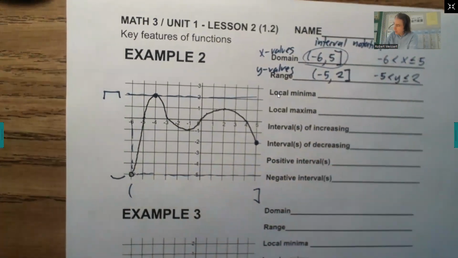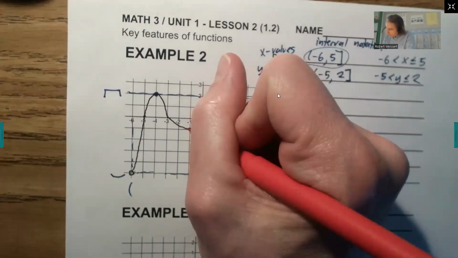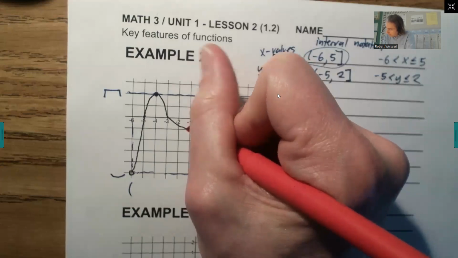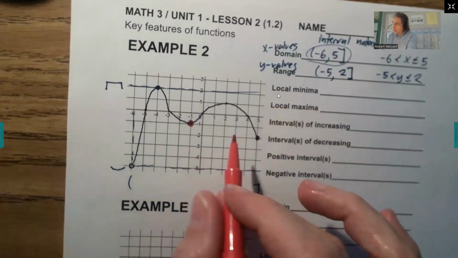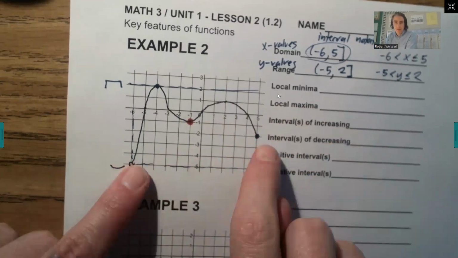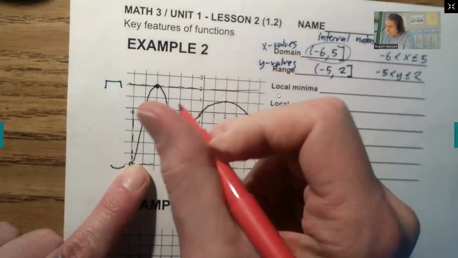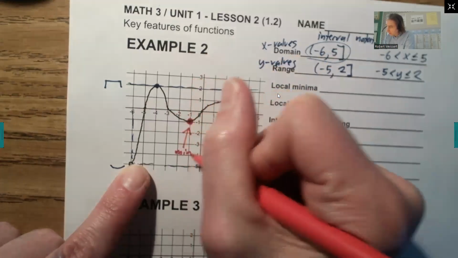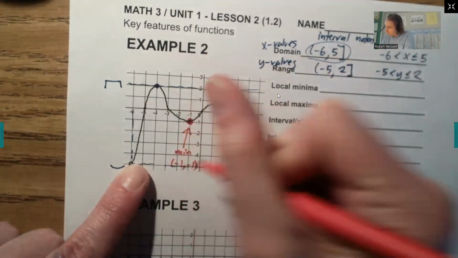Let's talk about minimum. Your minimums are, looks like I have a spot right about there, and I usually only include points at peaks and valleys. So even if it has a very end point there, I don't really count that as part of my minimum or maximum. So that's a minimum. It's a local minimum, it's a relative minimum, and it's at -1, -1.